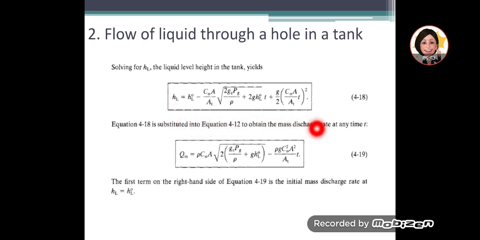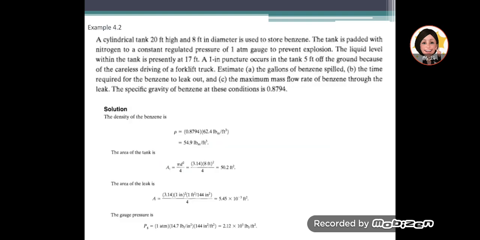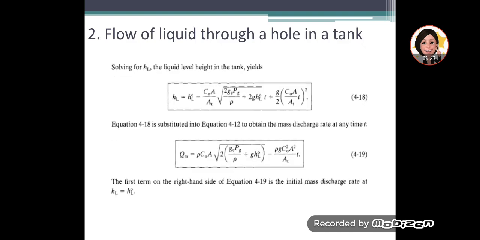And to obtain a mass discharge rate at a time, we get QM, this is mass flow rate, as a function of time again. So at a particular time, we can find how much of the fluid has already leaked from the hole. Okay, so we use this when there is a leak and we don't know when the leak happened. So after we have identified the hole, we can calculate by that time how much of the material has escaped and how much of the liquid is left in the tank. Okay, so this HL naught is the initial liquid height.